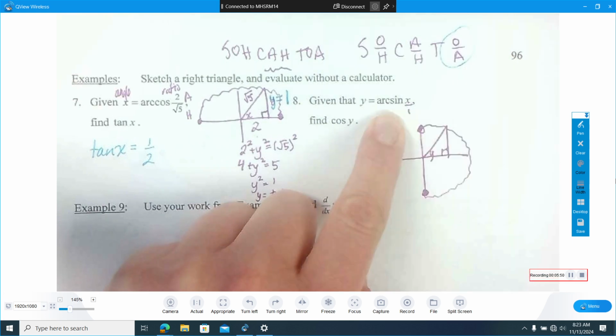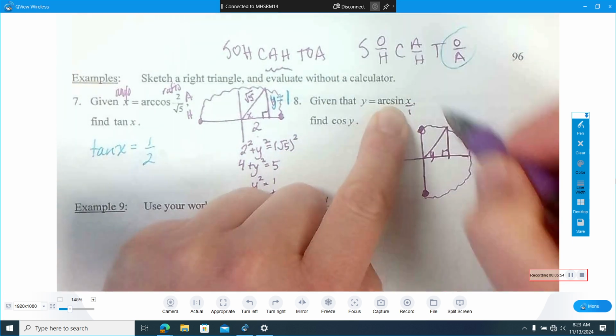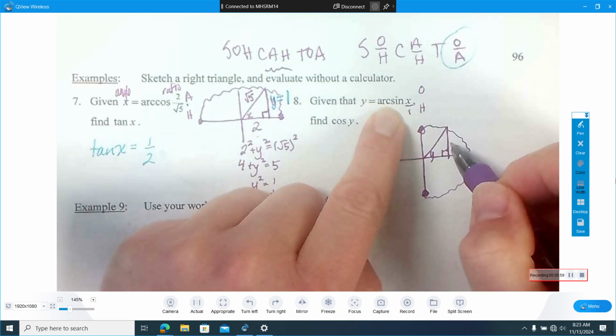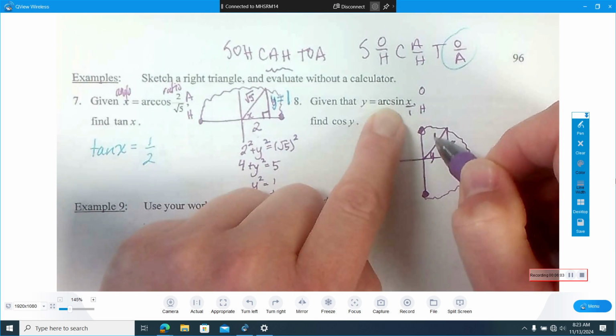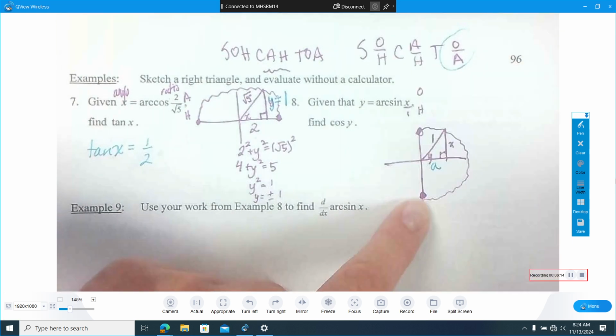So I have my angle y, which has a sine ratio of, again, opposite over hypotenuse. So the opposite side is x. The hypotenuse is 1. And can we figure out the third side? Absolutely. I don't know it, so I'm going to call it A.